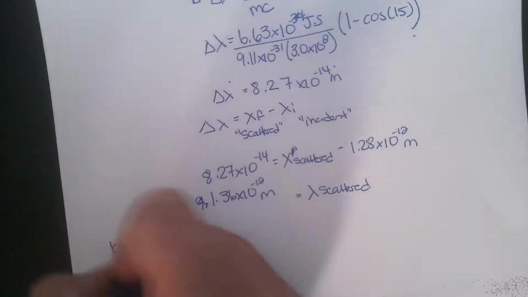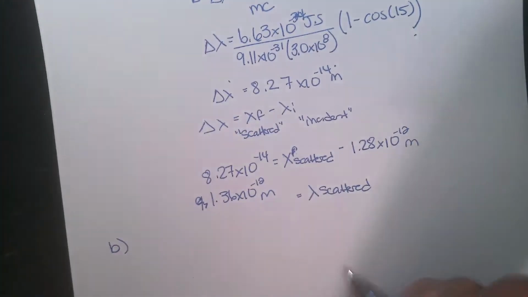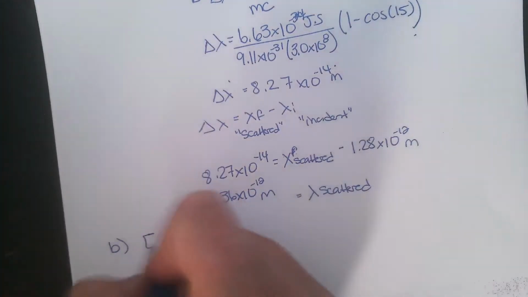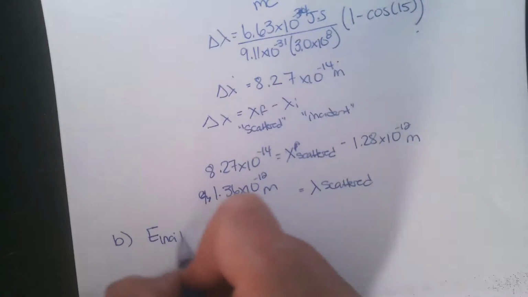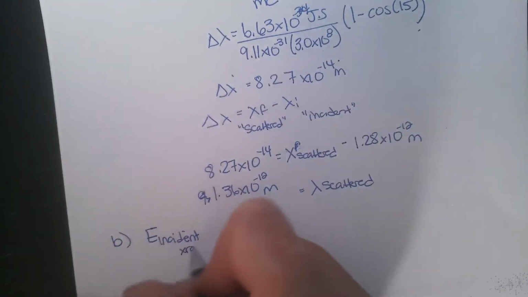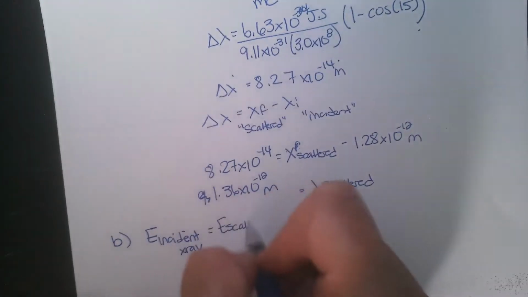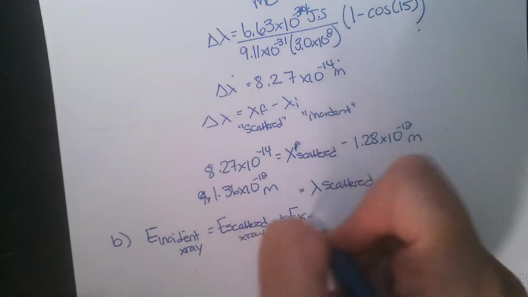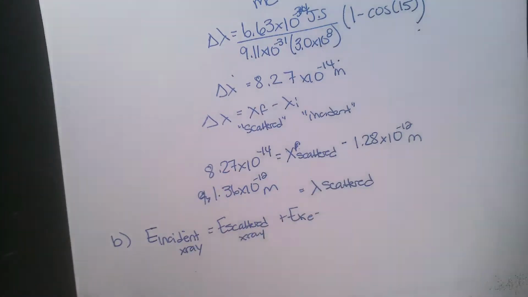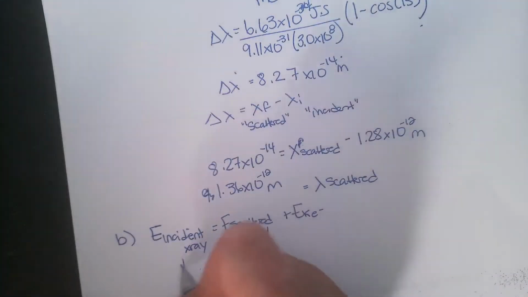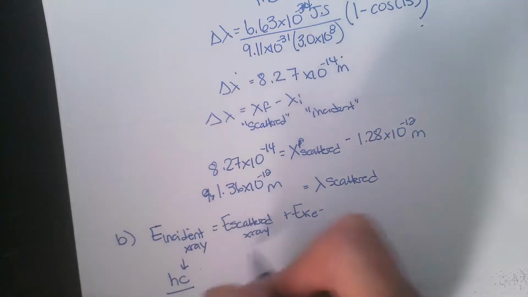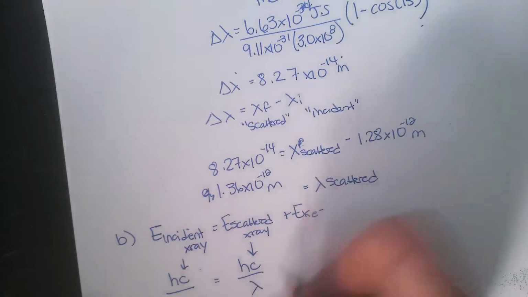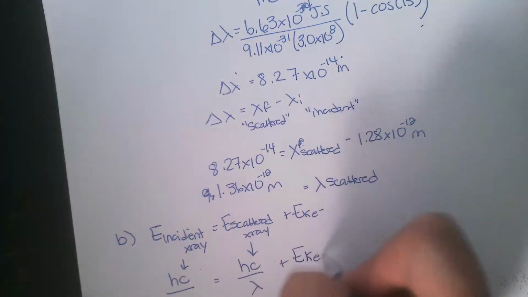The second part of the question is asking us to determine the energy gained by the ejected electron. So we can go back to this, where we have the incident X-ray energy is equal to the scattered X-ray energy plus the kinetic energy of the electron. It's asking us to just determine the electron. So this we know from hc over lambda, as well as this. And then we are looking for kinetic energy.